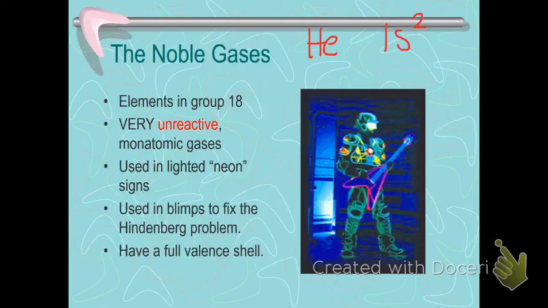The rest of the noble gases end in ns2 np6, which gives them 8, which is an octet. That's why they are so unreactive, because they've got a full outer shell, and so they're very, very stable, okay, because they have that full valence shell, okay?